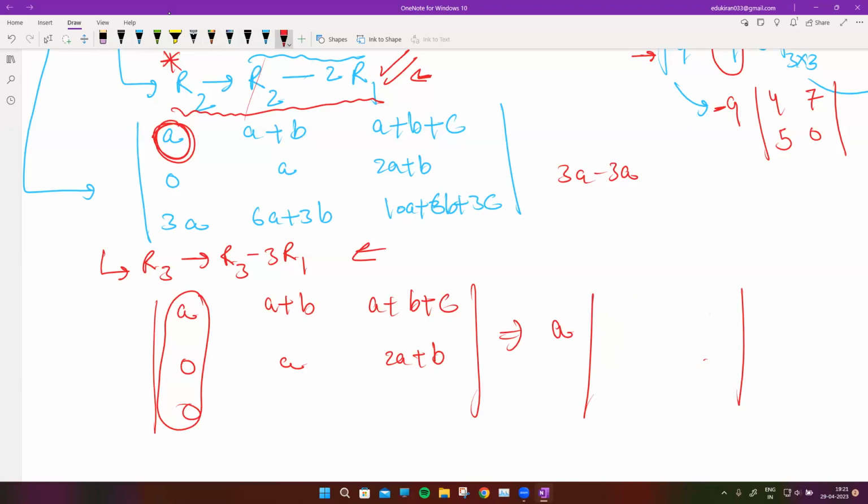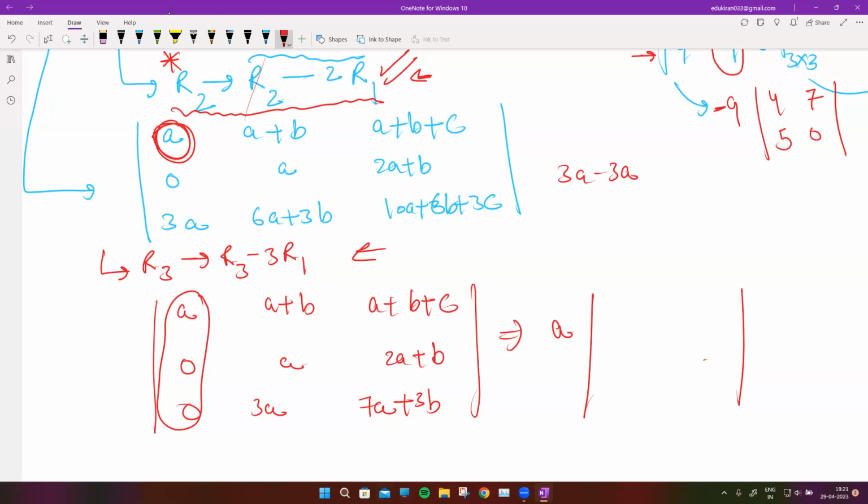Then this R3 minus 3R1. So 6A minus 3A would be 3A. And then 3B minus 3B would be 0. So this becomes only 3A. Then this will be 10A minus 3A will be 7A. 6B minus 3B would be 3B. And 3C minus 3C would be 0. So this can be reduced directly to this.